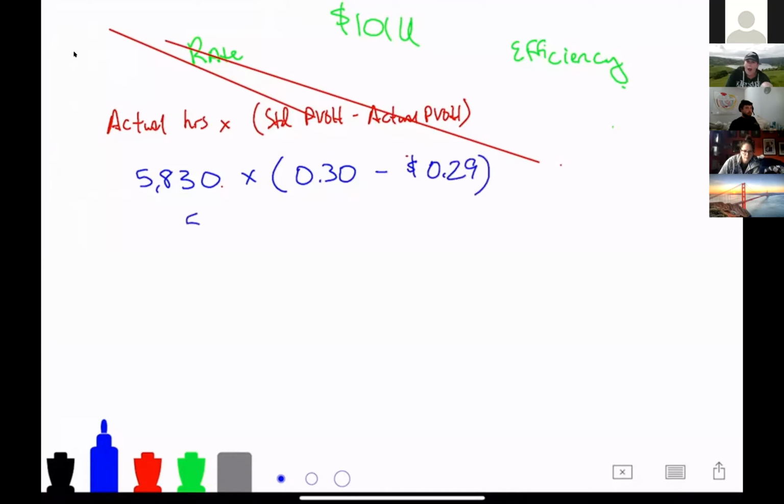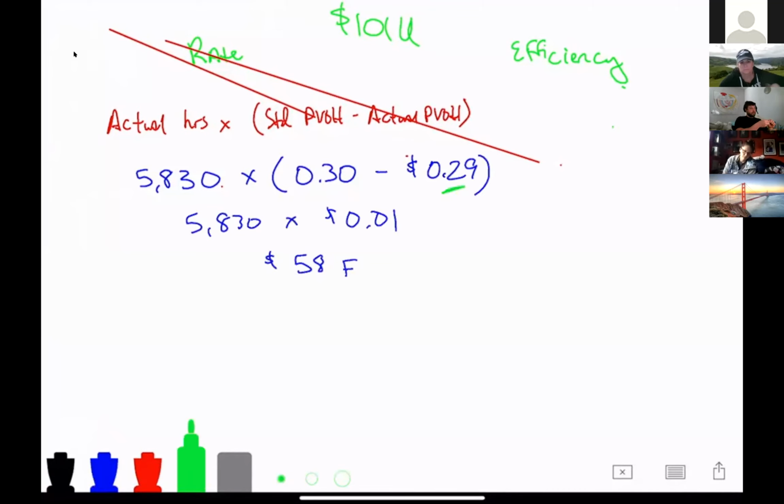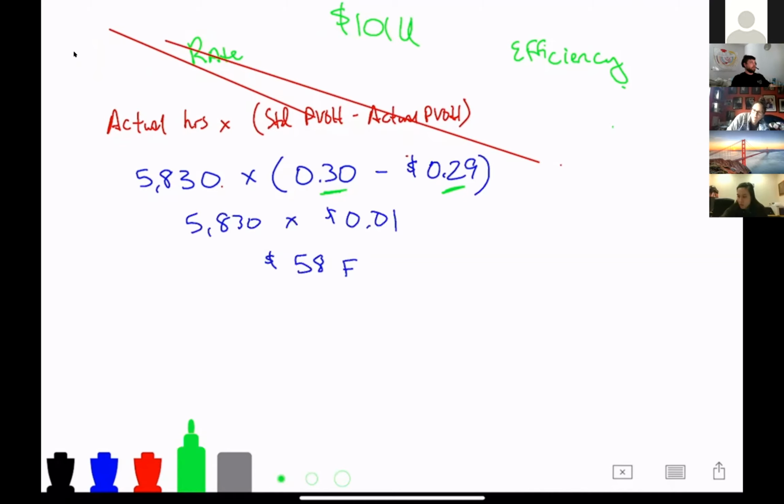Okay. So 5830 times a penny is $58. Okay. And this would be favorable because what it cost us, 29 cents, is less than what we thought it would cost us per hour, 30 cents. Do we always have to round it, or does it matter?